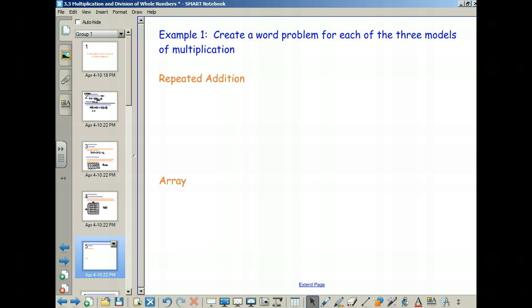Anybody else have another area one? Lauren? Scott is tiling the bathroom. He needs 5 feet of tile wide and 6 feet long. How many square feet is he tiling? Perfect. All right.